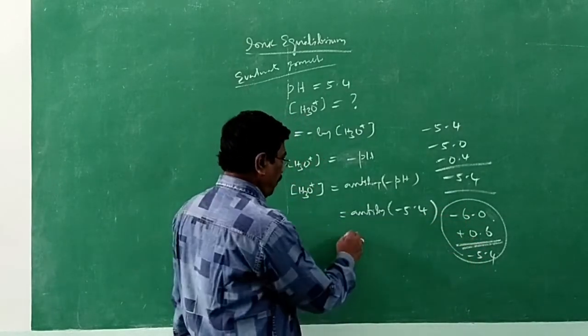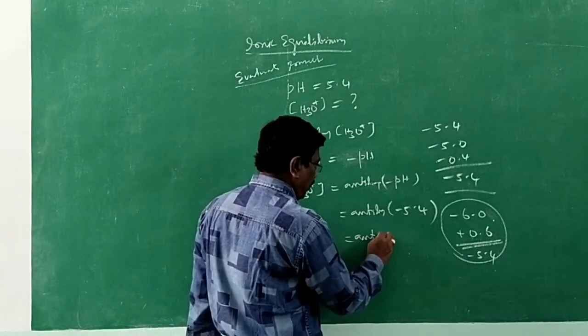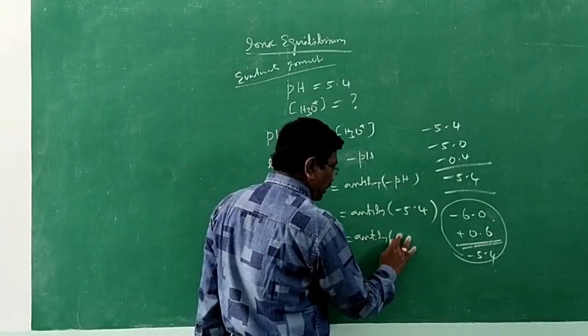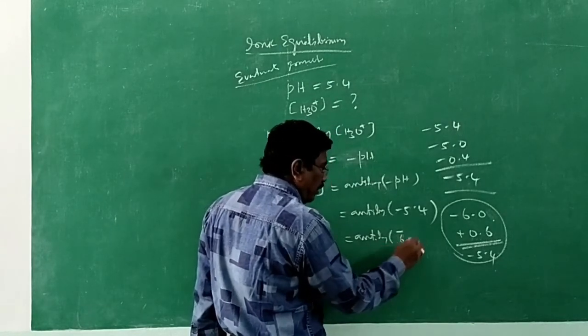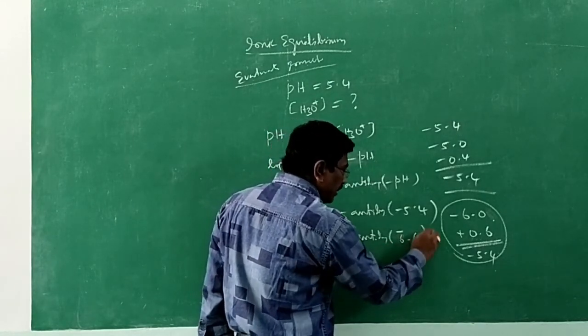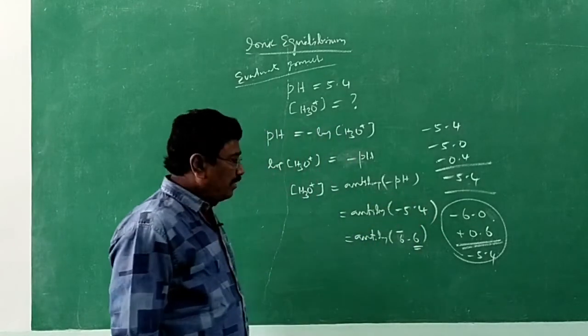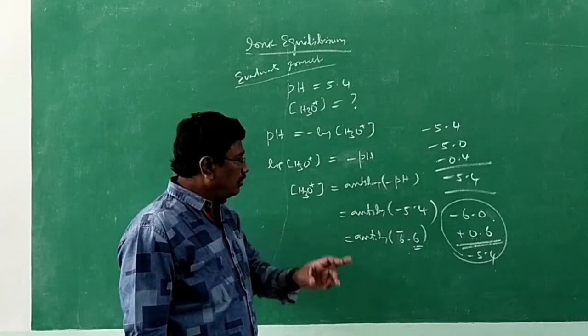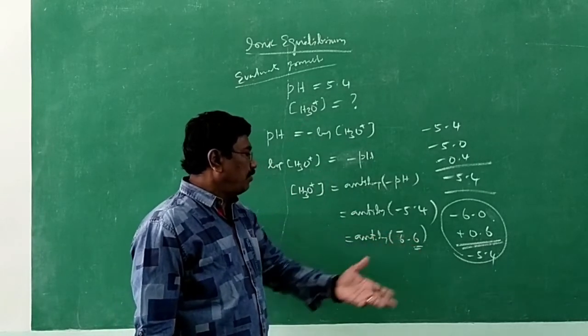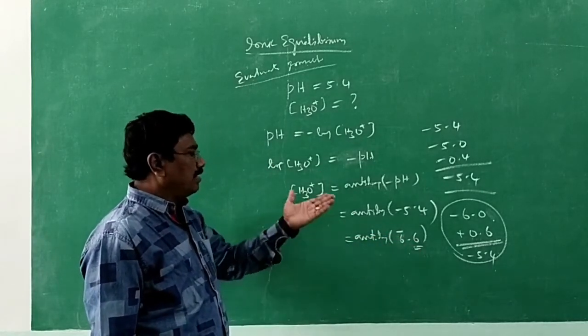How to write? Antilog of bar 6. When I write bar 6, the meaning is only 6 is minus, and 0.6 is plus. That is the meaning of 6 bar 0.6. 6 bar 0.6 denotes this is a minus value, this is a plus value. So antilog of 6 bar 0.6.